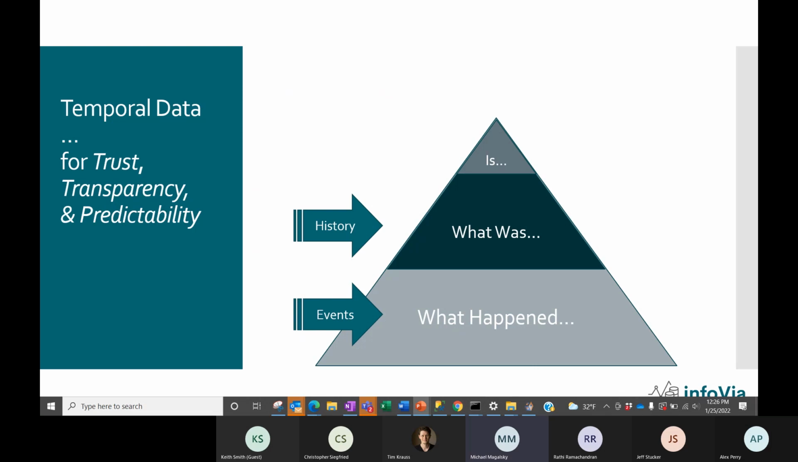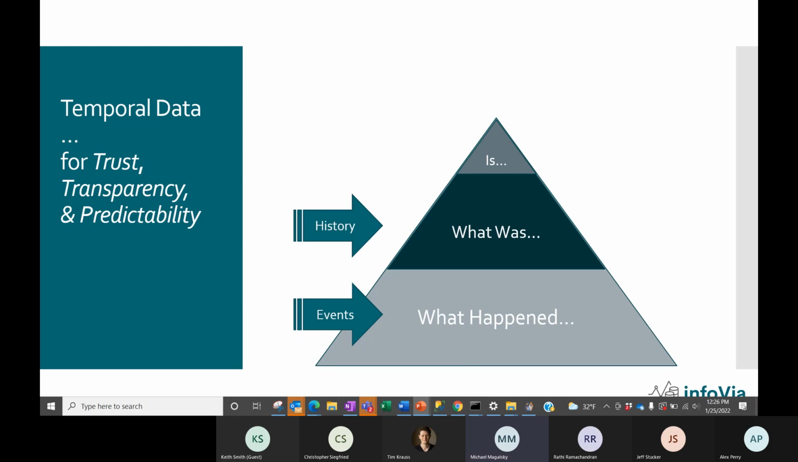Because if we know what the events are, then with a simple query we can determine what was at some point in time. If you need to know what the data looked like on the 1st of January, 2021, you can run a query and find out, based on the change history, what a picture or snapshot of that data looked like at that point in time.